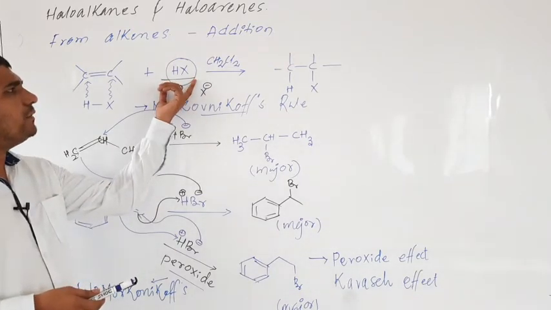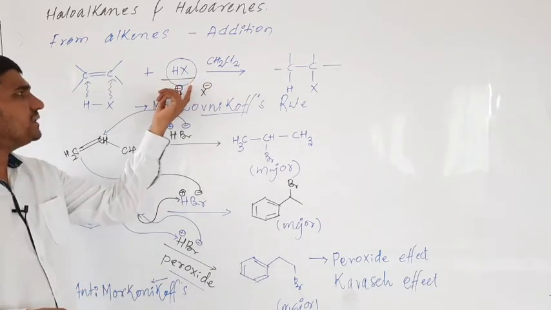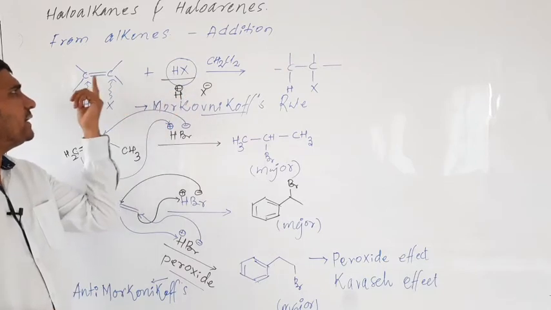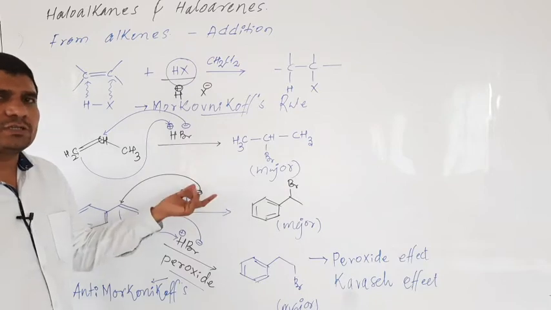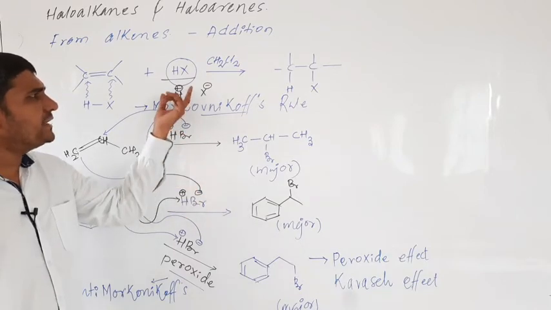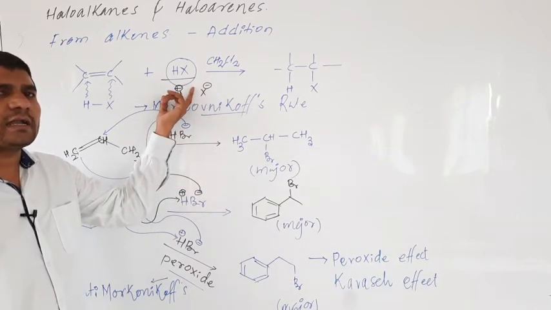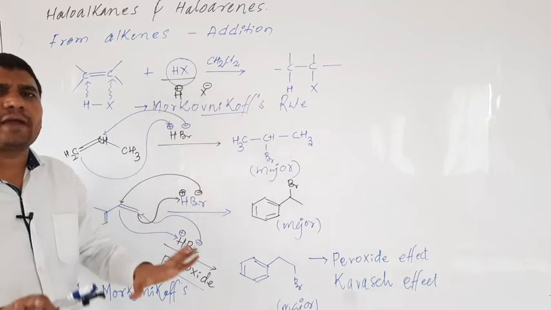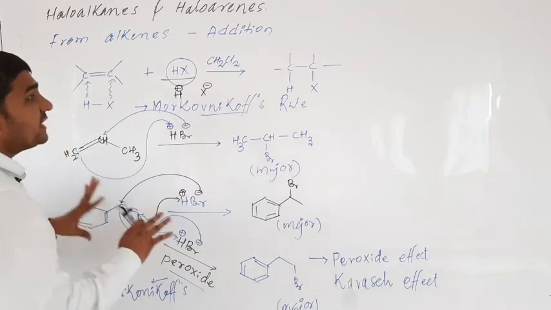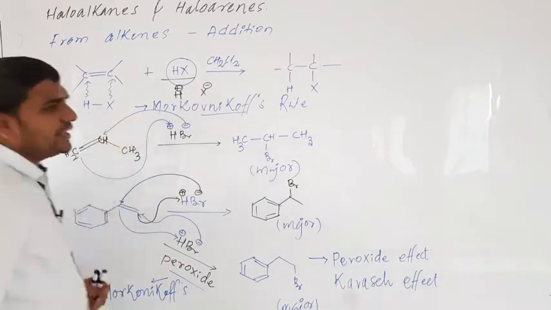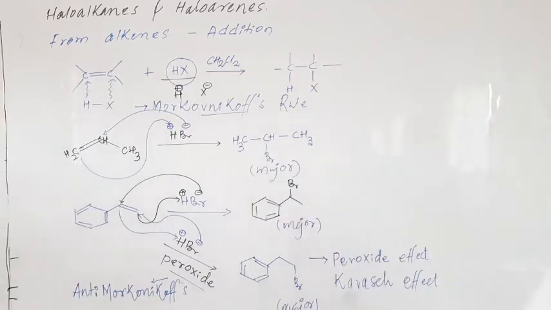What is Markovnikov's rule? During addition reaction, the positive part attaches to the carbon containing the maximum number of hydrogens across the double bond. Exactly opposite, what is that? During addition reaction, the positive part gets attached to the carbon containing the minimum number of hydrogens. That's it, very simple. Understood? This is regarding this addition reaction.